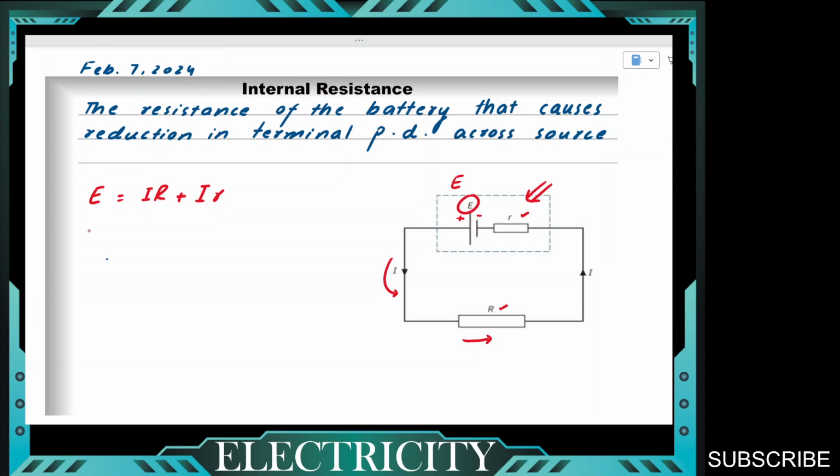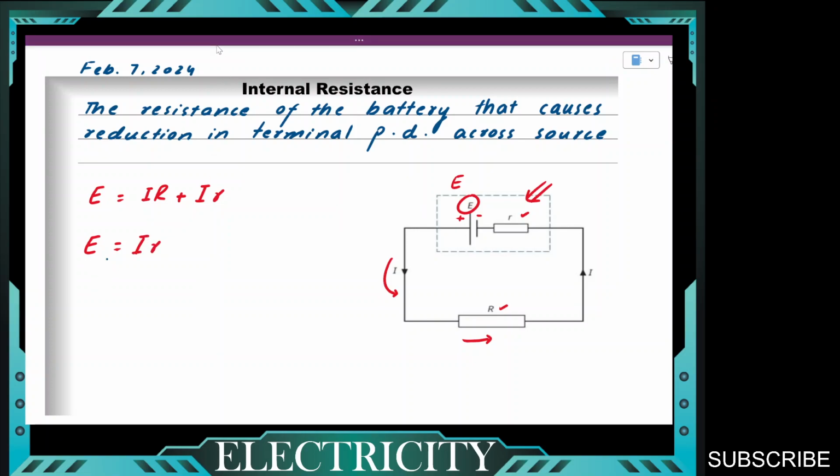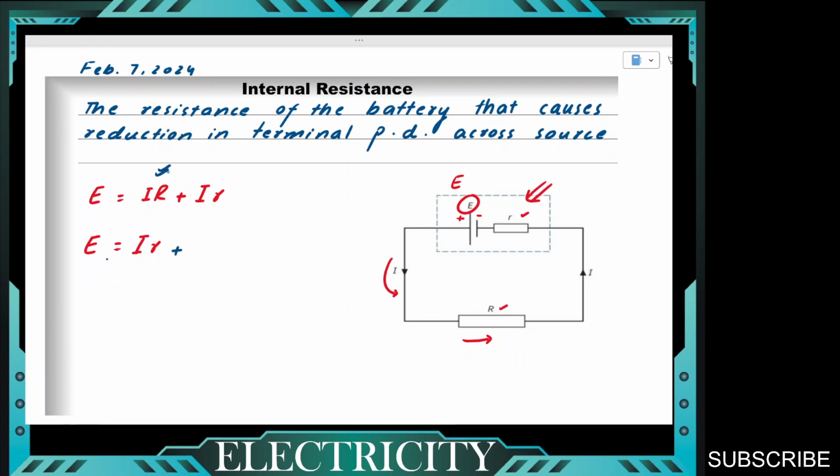And then we can also write it this way. Capital E equals IR plus, this can be written as the voltage across the resistor. We generally represent it with capital V, the terminal voltage. And if I try to make V the subject, I'll be left with something like this, V equals E minus Ir.